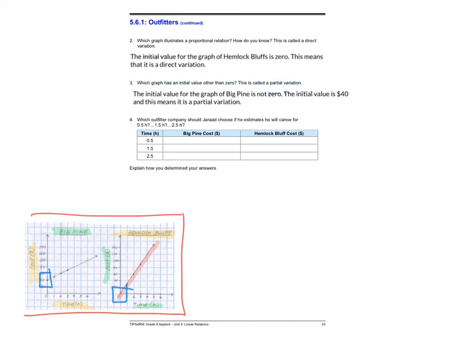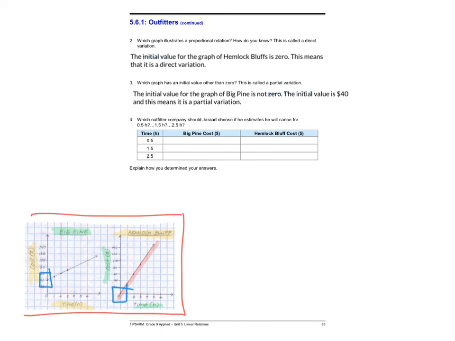And so, like we did in our question 2, for question 3, we're going to make a statement. The initial value for the graph of Big Pine is not 0. The initial value is $40, and this means it is a partial variation.